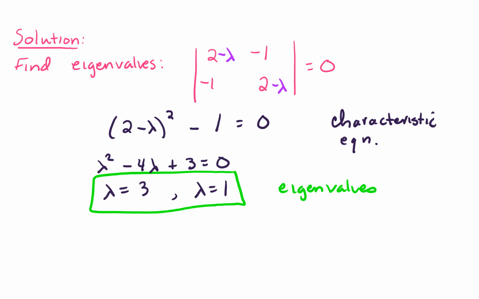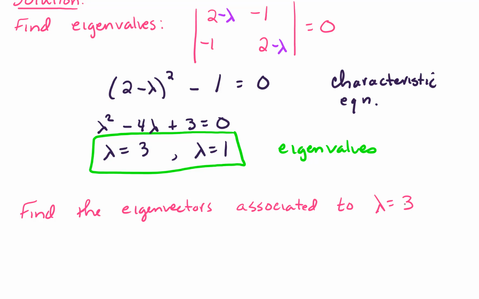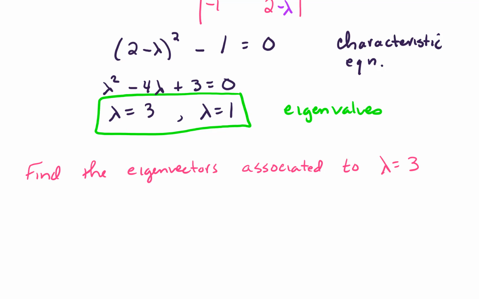Next, for each eigenvalue, we want to find its associated eigenvector. So let's find the eigenvectors, let's say, because there are infinitely many of them. So find the eigenvectors associated to lambda equals 3, and then we'll rework the problem for lambda equals 1, because there are different eigenvectors associated to each of the eigenvalues.